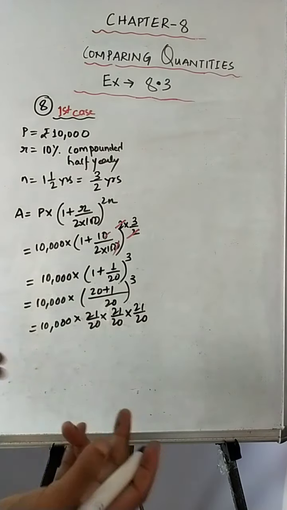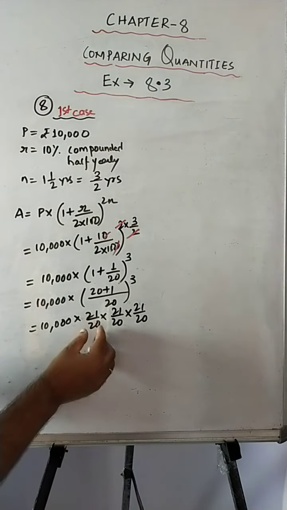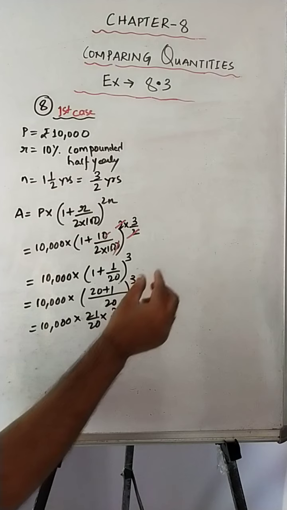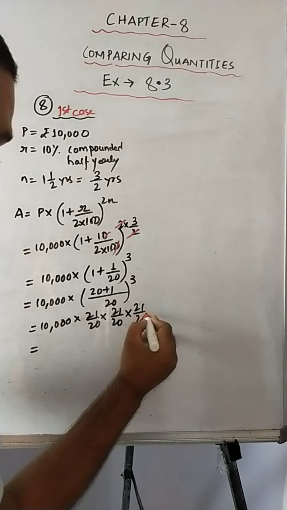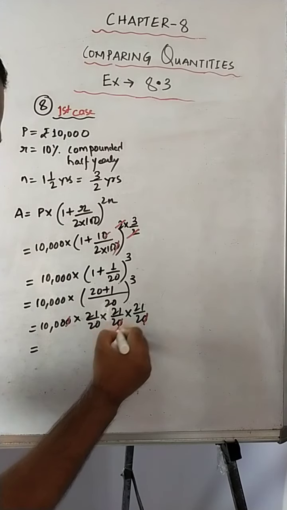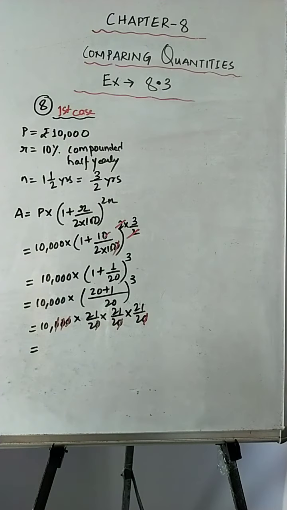Why have I written 3 times? Because the exponent value is 3. So that is the reason we have written 21 by 20, 21 by 20, 21 by 20. Now we have to calculate it, students. We have to calculate. So the first thing, we have to reduce all the zeros. Fine. So now what would be the answer then?